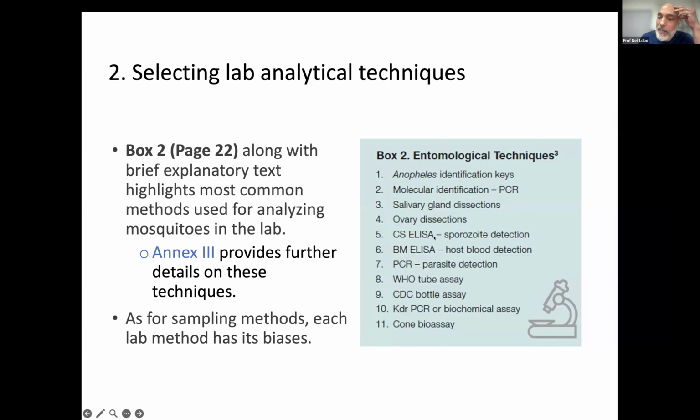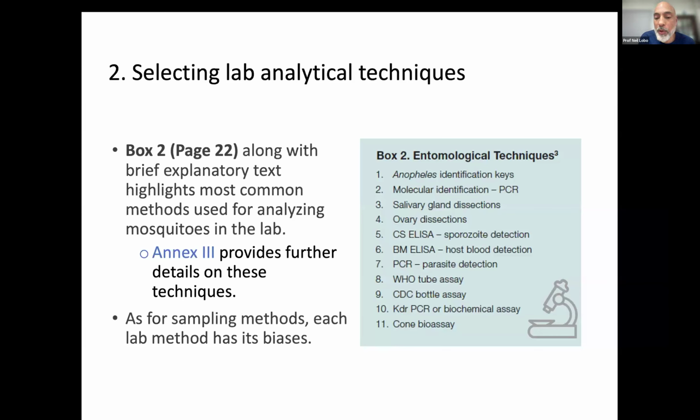CS ELISAs to look at sporozoite rates. Here we look for sporozoite-related protein in an assay. Blood meal ELISAs to look at the host blood. So you can actually use ELISAs to understand what the mosquito fed on. We can use PCR to detect the parasite in the mosquito.